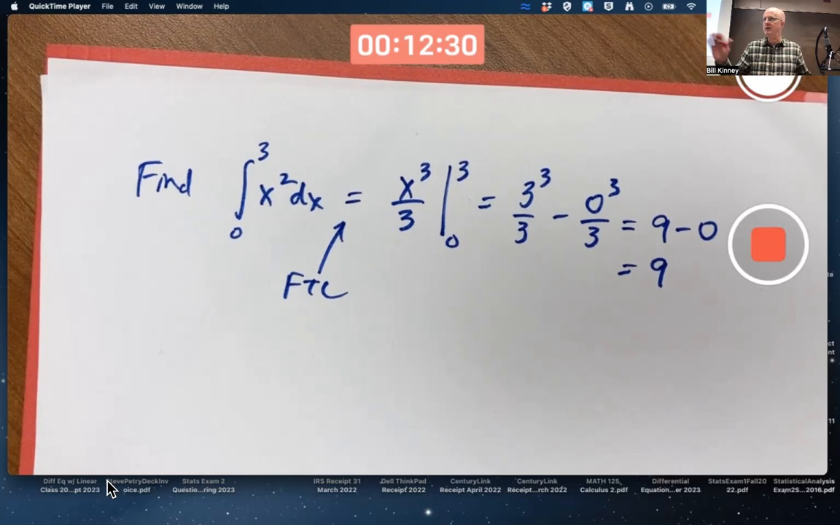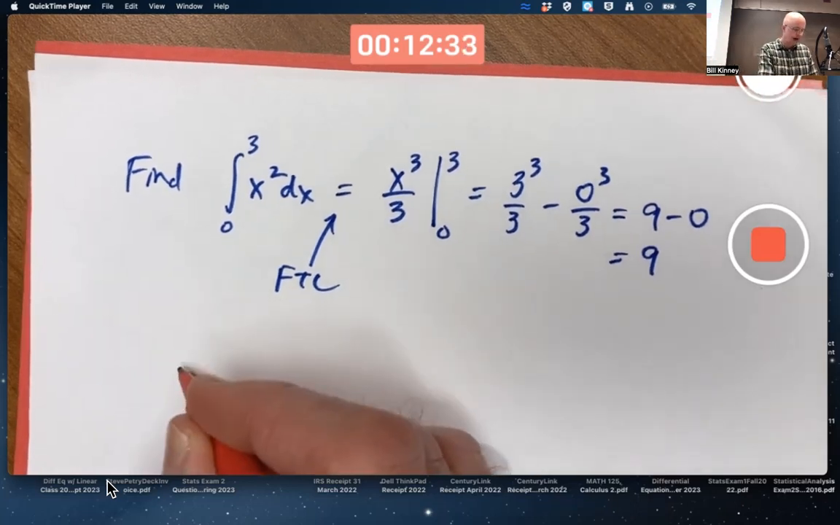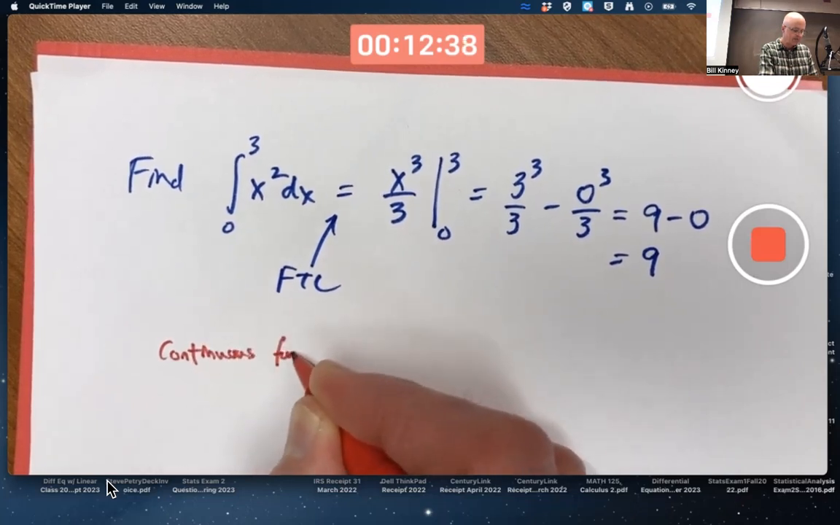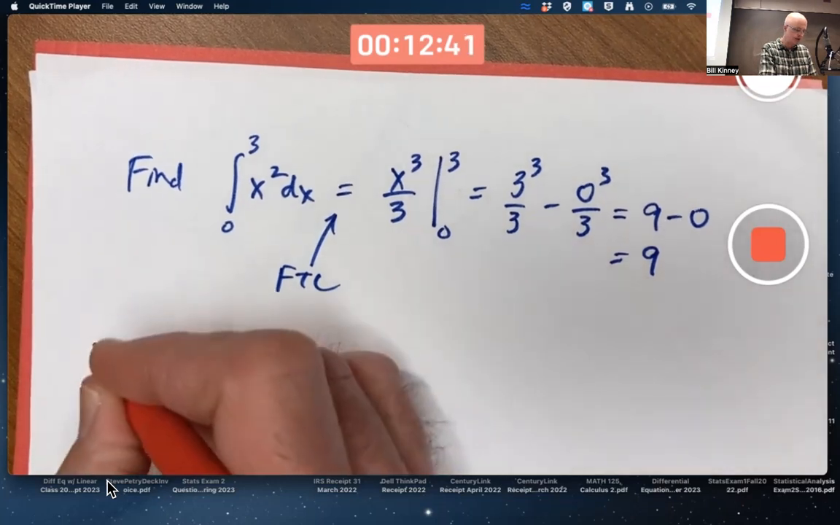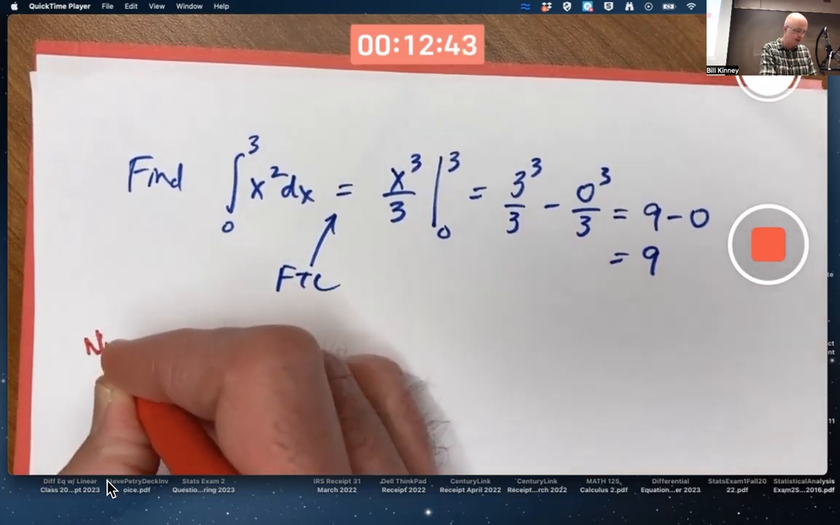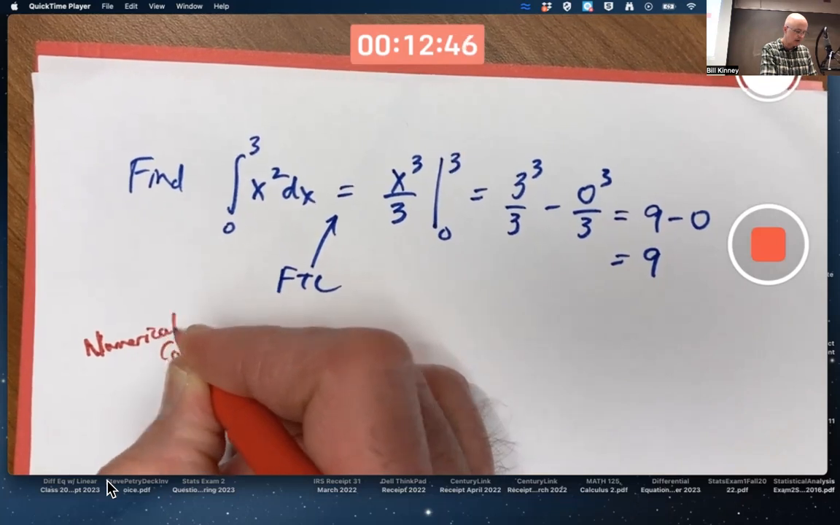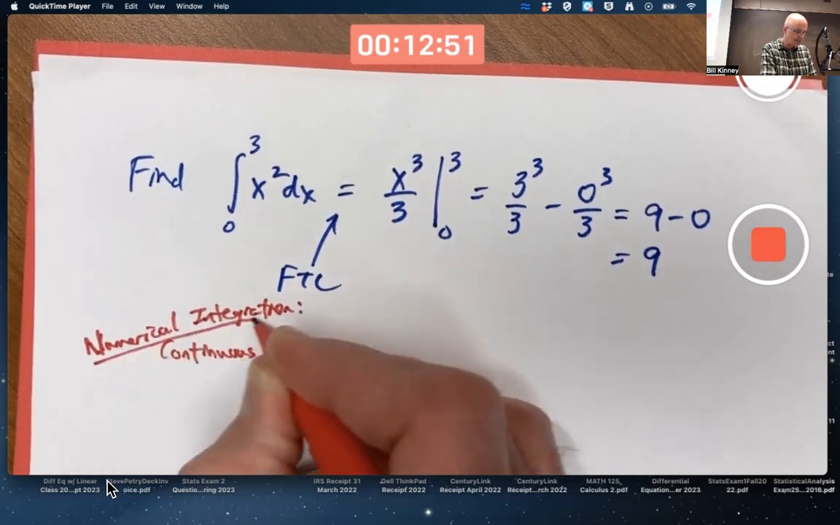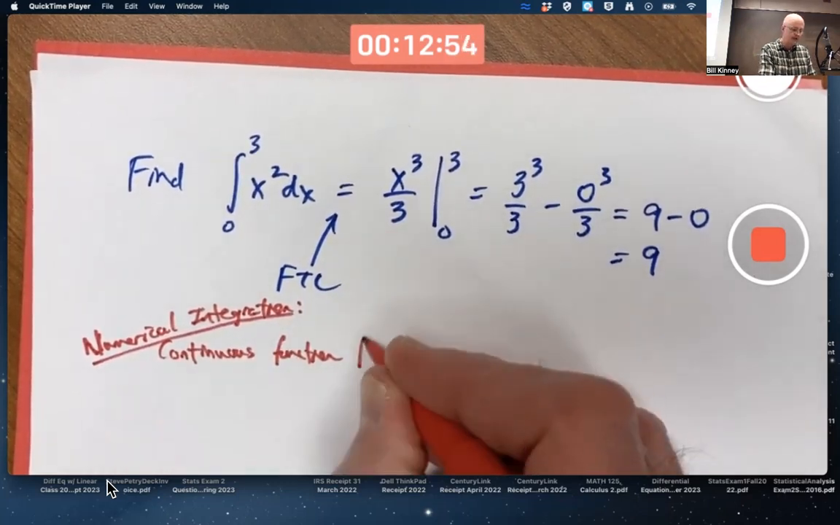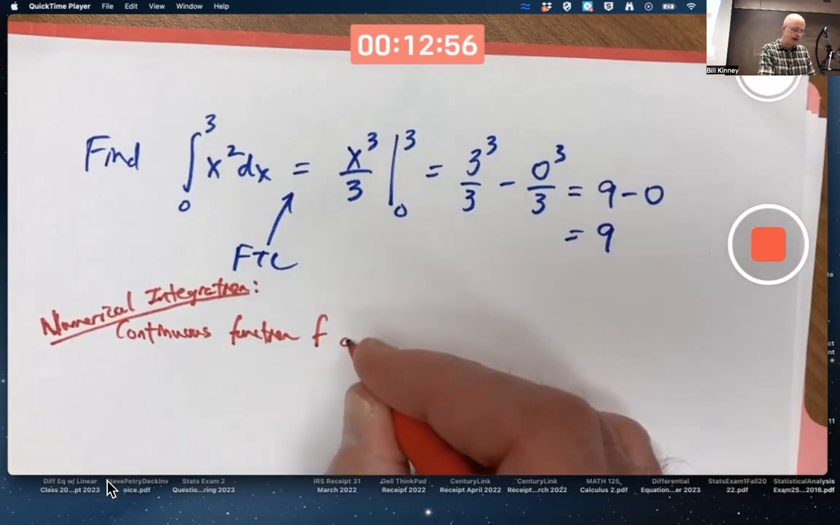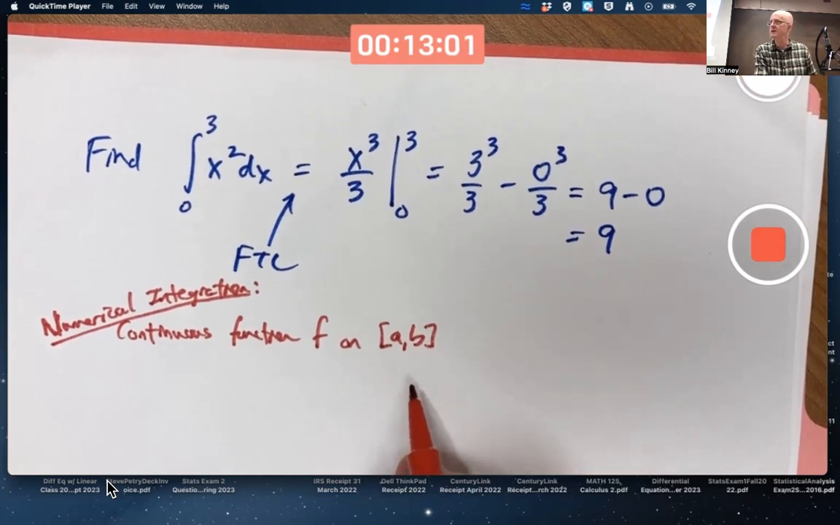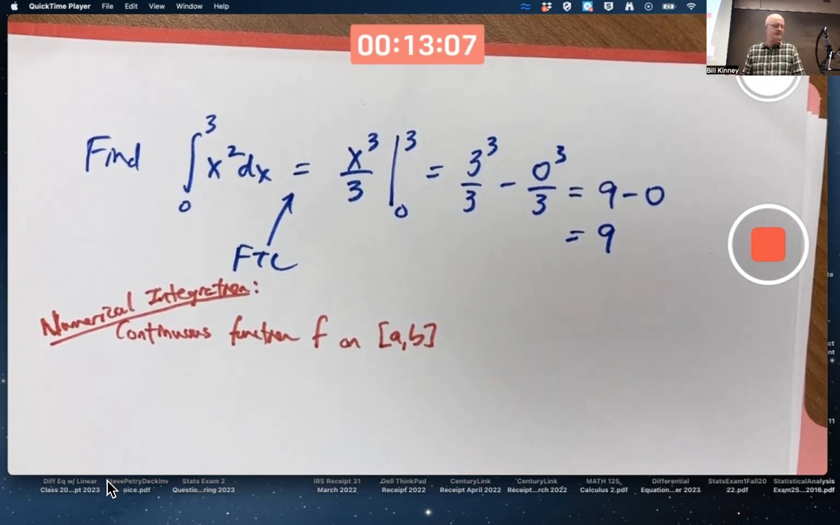Let me talk about the general setting first. You've got a continuous function. This is for numerical integration here. You've got a continuous function f on a closed interval from a to b. That's closed interval notation. This means all the numbers on a number line between a and b, including the endpoints.